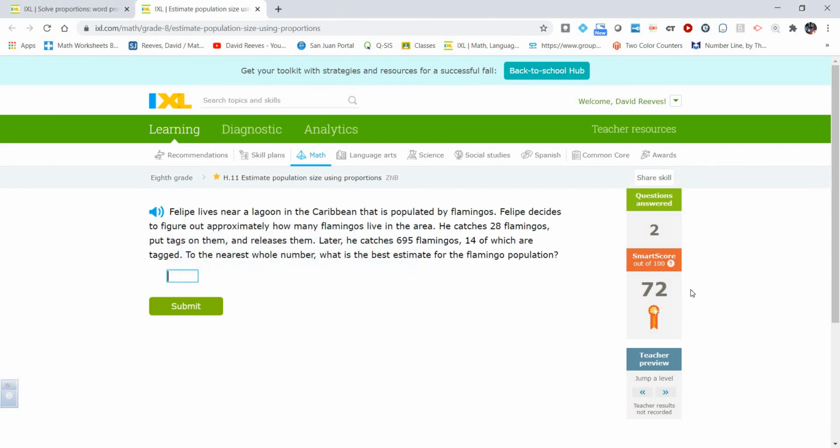Okay, here we go. Felipe lives near a lagoon in the Caribbean that is populated by flamingos. Felipe decides to figure out approximately how many flamingos are in the area. He catches 28, puts tags on them, and releases them. Later, he catches 695, 14 of which are tagged.